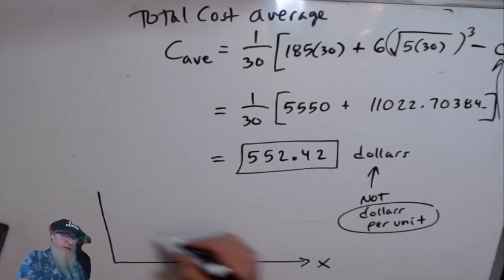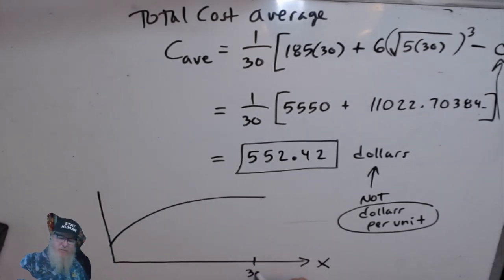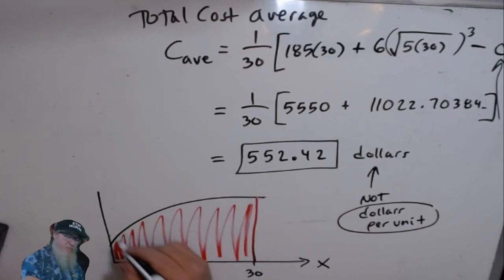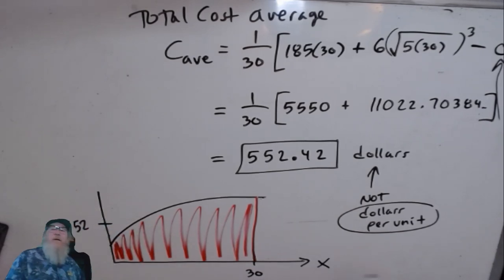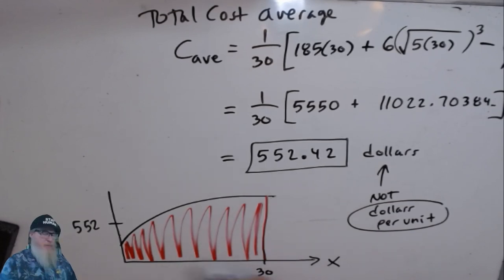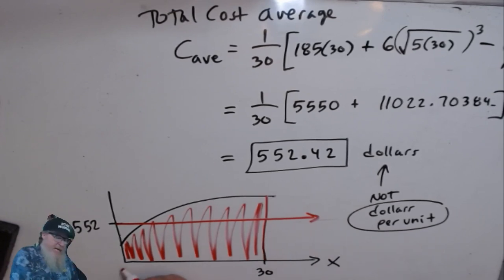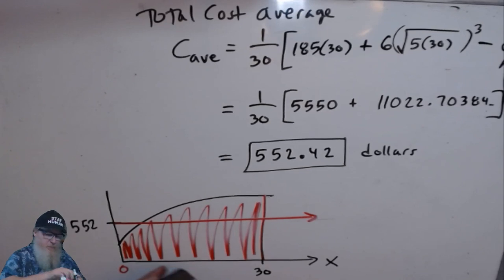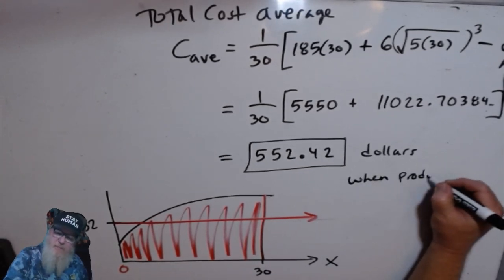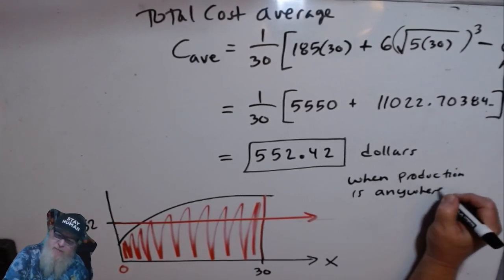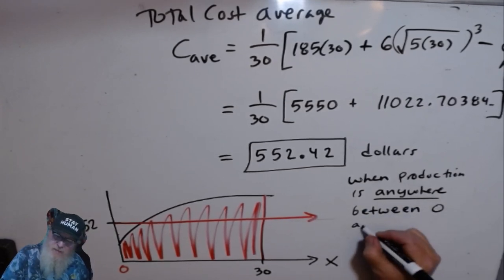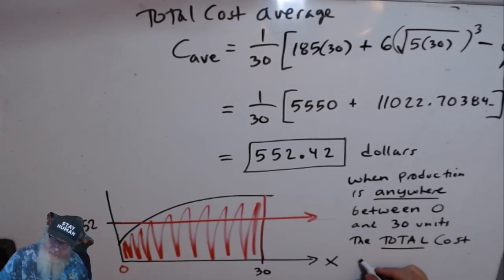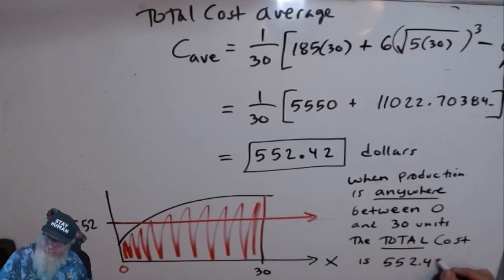If X is the number of units, and then here's your cost function, and you're between 0 and 30, and you've got this average, say right here, 552 and 42 cents, but I'm done with the problem now, so I can just draw the picture. And the average is going through here. It's saying that anywhere between 0 and 30 units, if my production is between 0 and 30 units, the total cost, not per unit, but the total cost is $552.42.